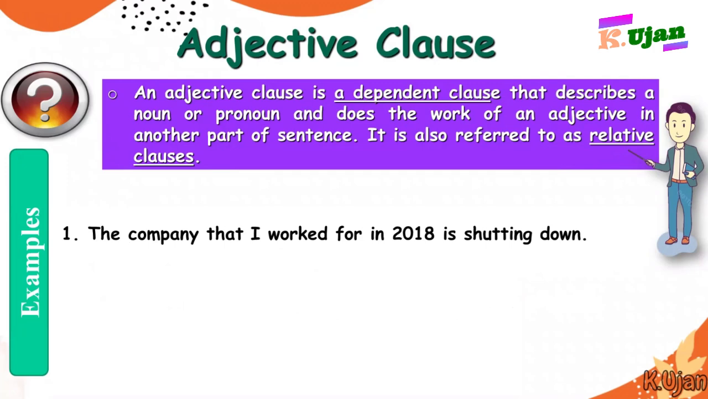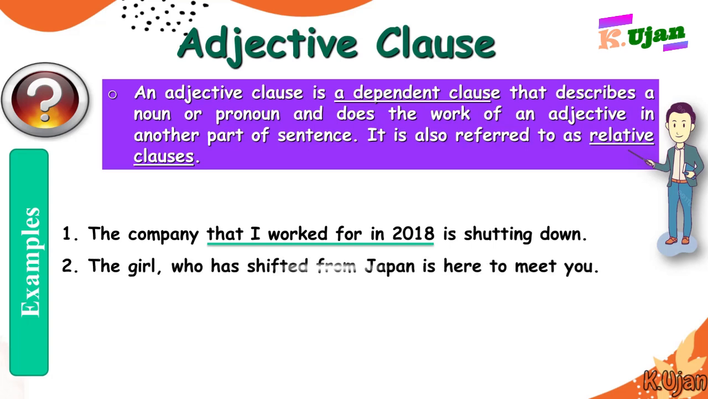So here are more examples. The company that I worked for in 2018 is shutting down. So that I worked for in 2018 is a dependent clause, and it is actually an adjective clause because it gives meaning to a noun or pronoun in the sentence, like the company. It gives meaning to the word company. Here are more examples for the students. Who has shifted from Japan is actually dependent, and we must say this is an adjective clause.